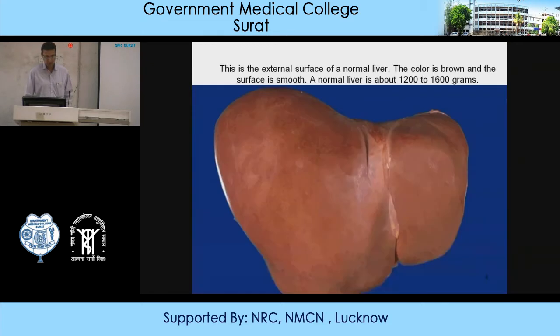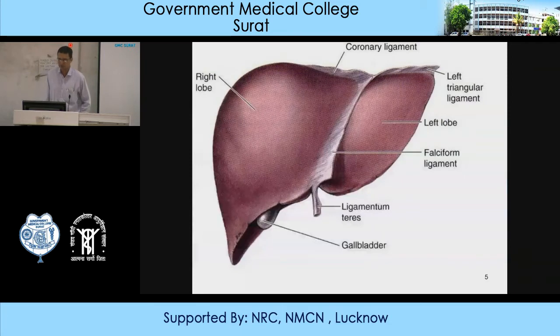Now first of all, this is the external surface of normal liver. The color is brown and the surface is smooth. A normal liver is about 1200 to 1600 grams. Here there is a normal anatomical structure where there is a coronary ligament, left triangular ligament, left lobe, falciform ligament, ligamentum teres, gallbladder and right lobe of liver is seen.